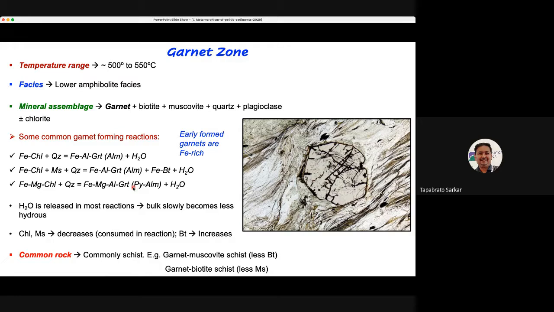If the rock has a lot of muscovite, then the muscovite reaction will be slightly more preferred. If the rock has relatively less muscovite, then the muscovite-less reaction, or these other two reactions, will be relatively more preferred. But normally what happens, all these reactions take place simultaneously.